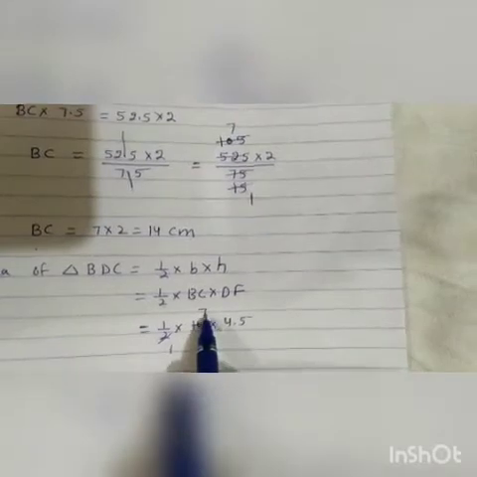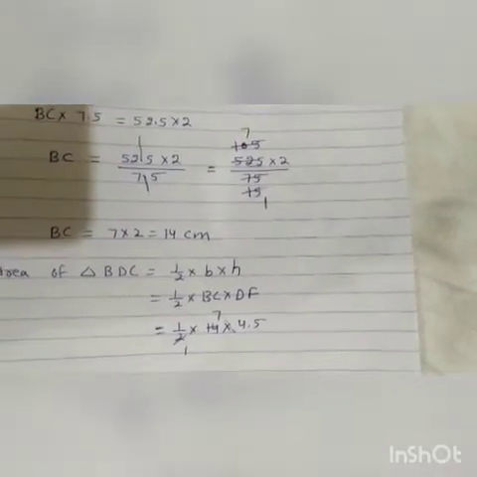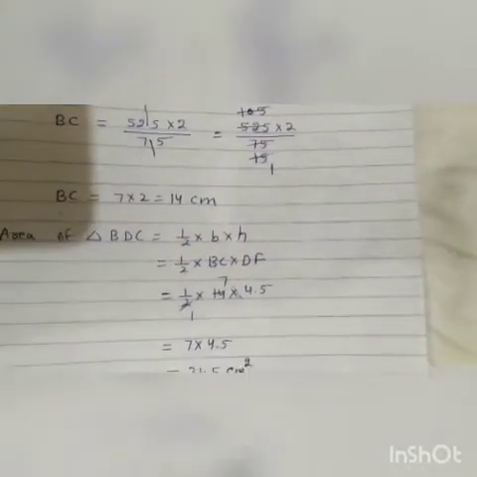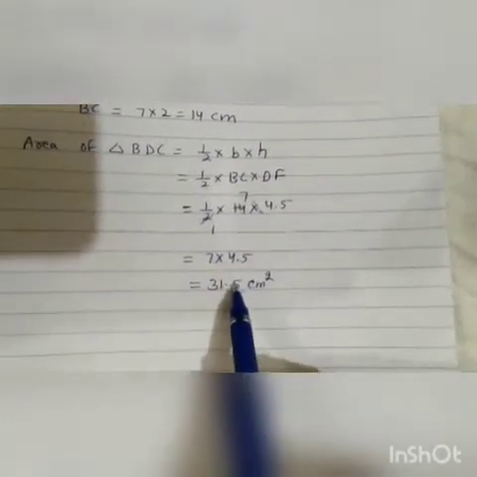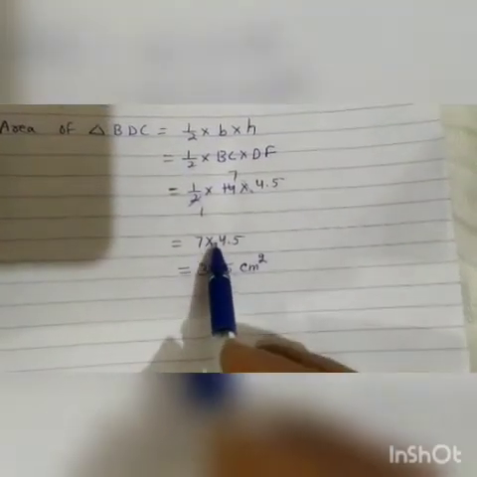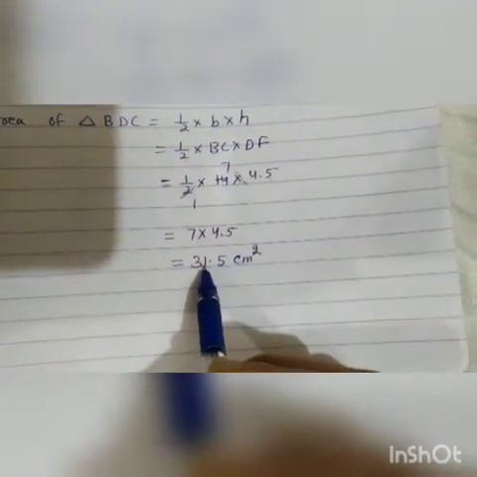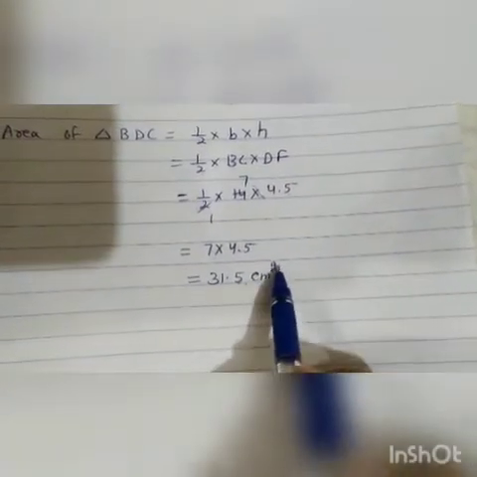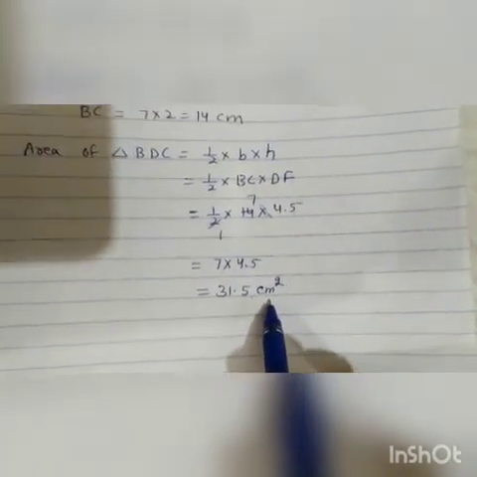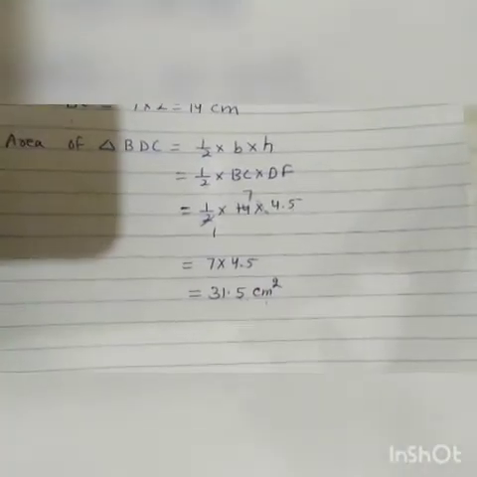Now multiply this 7 by 4.5. We get 31.5 square centimeter. See, 7 5s are 35, carry 3. 7 4s are 28 plus 3 is 31. So 31.5 square centimeter. Now come to the next part.